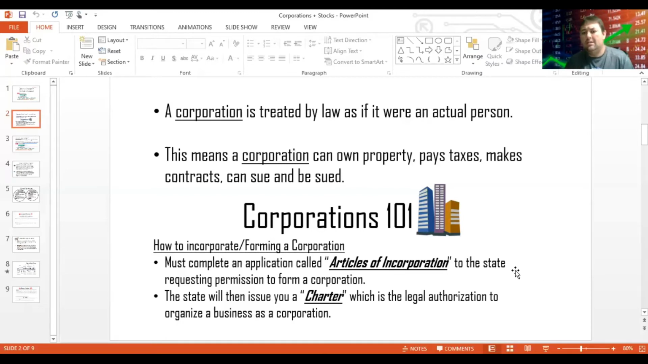And then what happens is, when it goes to the state, if they approve you to turn your company into a corporation, they will issue you something called a charter. And a charter is a legal authorization for you to basically become a company. That also is going to give a corporation permission to do things like sell stocks. Okay, and we'll talk more about stocks in just a minute.